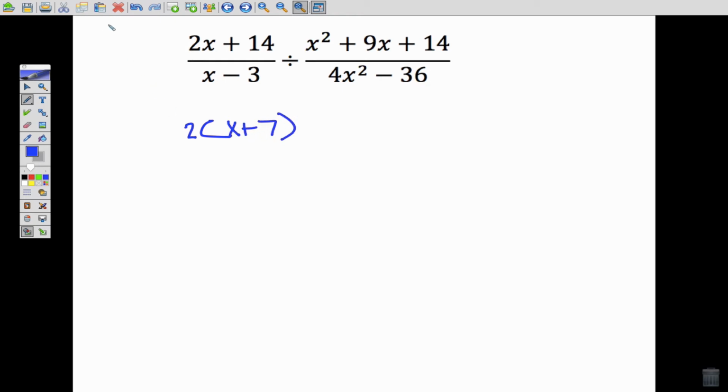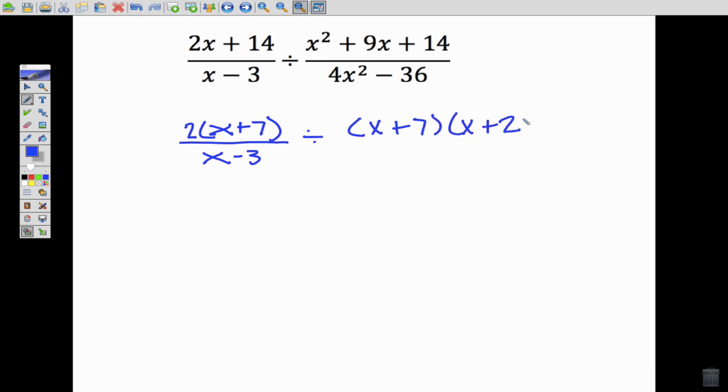In the top, 2x plus 14, we can factor out a 2. And what we have left is x plus 7. This pen is kind of wonky right now. I don't know if I'm going to be able to write much better than that, but let me try. Okay, so 2, and then we have x plus 7. Distributive property in reverse. In the bottom, we have x minus 3. Okay, and then divided by this one, when you factor this, it is x plus 7 times the quantity x plus 2.